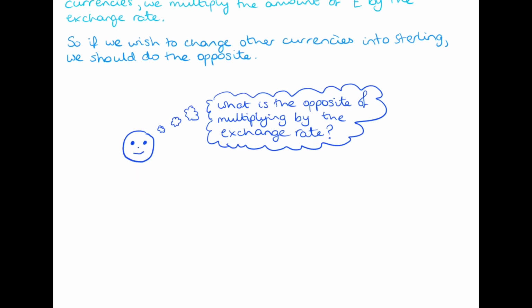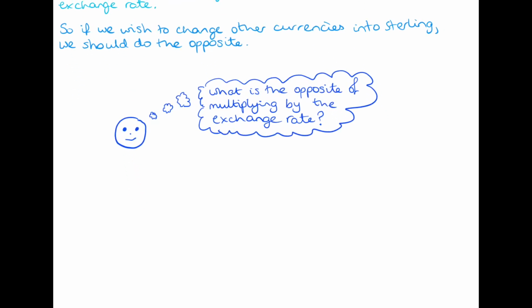Can you remember when we did inverses, when we were solving equations? Okay, think, what's the opposite of multiplying by something? It's dividing, isn't it? So the opposite of multiplying by the exchange rate is divide by the exchange rate, or dividing by the exchange rate.